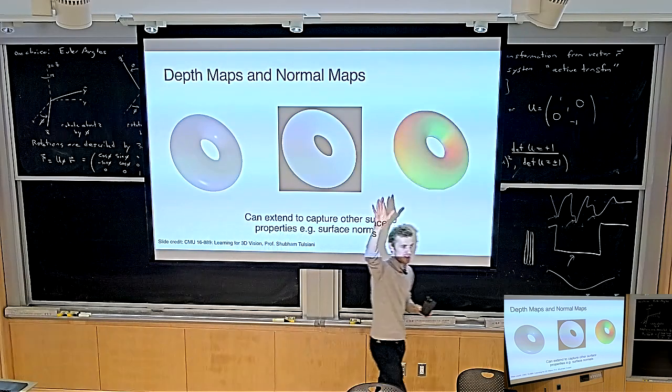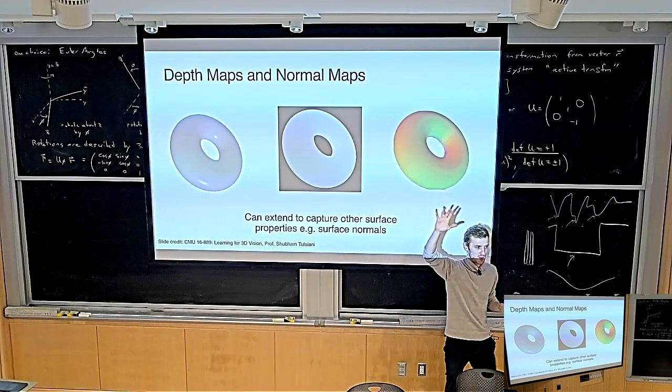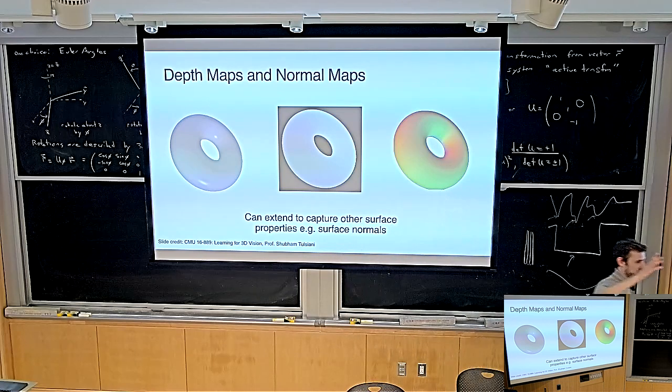Who knows what a normal map is? Okay, so almost everyone knows what a normal map is. Just for the record, if you look at a point in the 3D scene, the normal map is the direction vector of the surface normal of that point. In other words, it's in fact the derivative of the depth map.